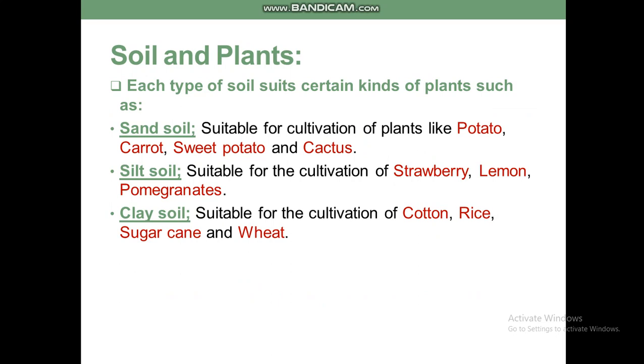Soil and plants. Each type of soil suits certain kinds of plants. If we have sand soil, we can cultivate many plants like potato, carrot, sweet potato, and cactus. If we have silt soil, it will be suitable for the cultivation of strawberry, lemon, and pomegranates. And finally, if we have clay soil, we can plant cotton, rice, cane, and wheat in this soil.